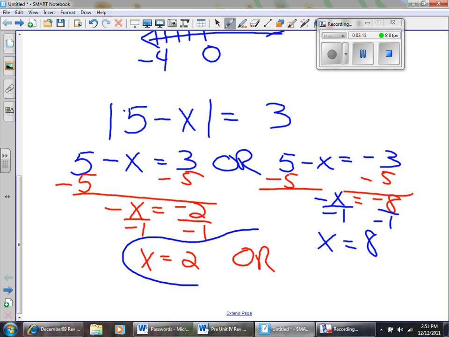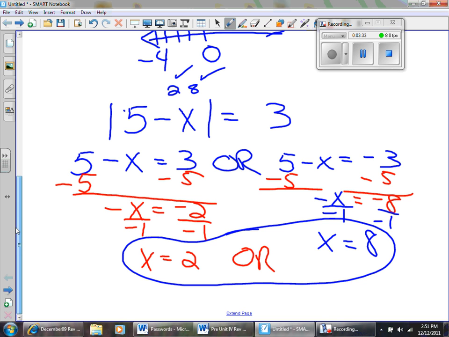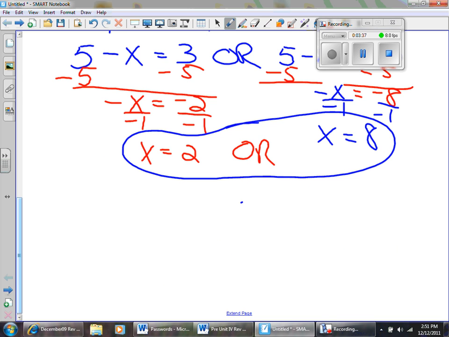There is my solution. Okay, I can test them. Plugging 2 in, I'll get 5 minus 2 is 3. Absolute value of 3 is 3. Checks. Plug in 8. 5 minus 8 is negative 3. Absolute value of negative 3 is positive 3. It checks. I did them both correct. Of course, that leads me into absolute value inequalities.